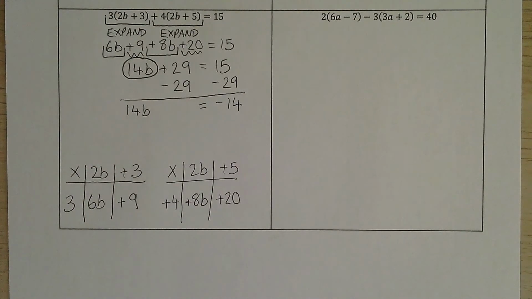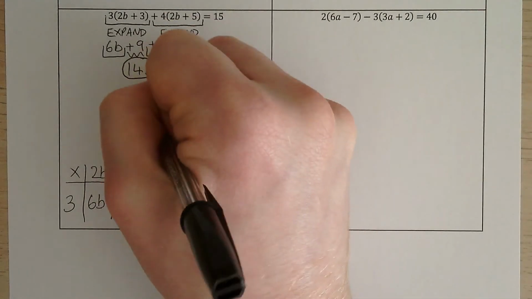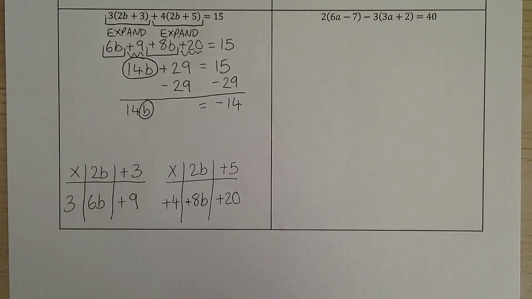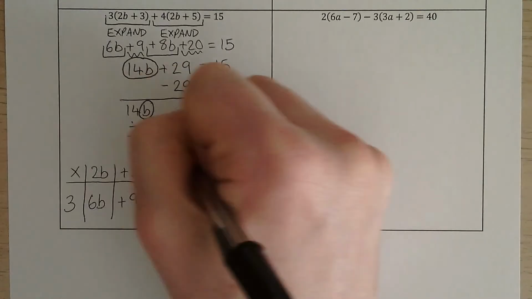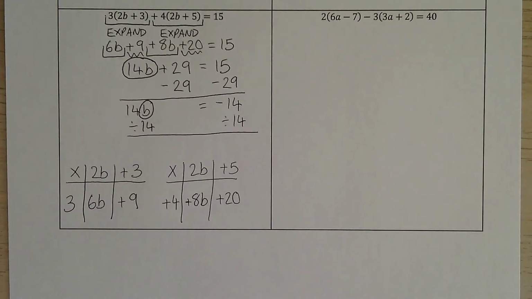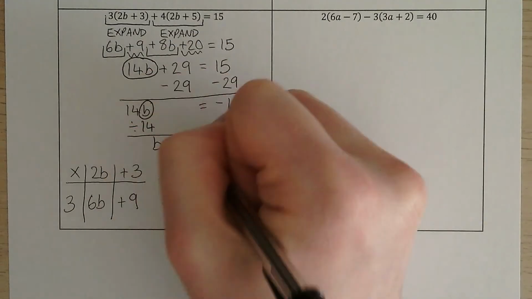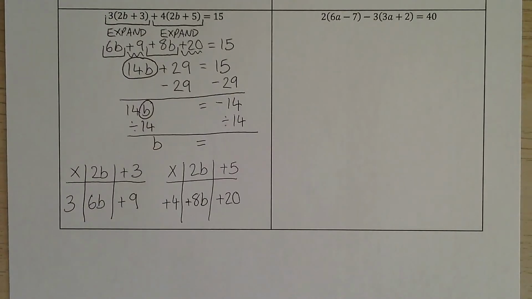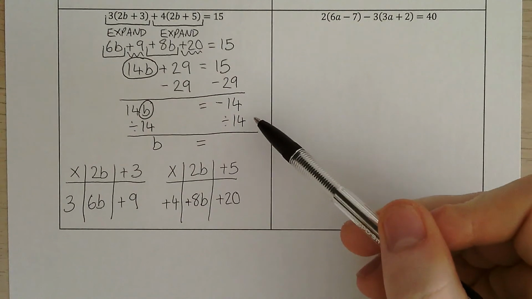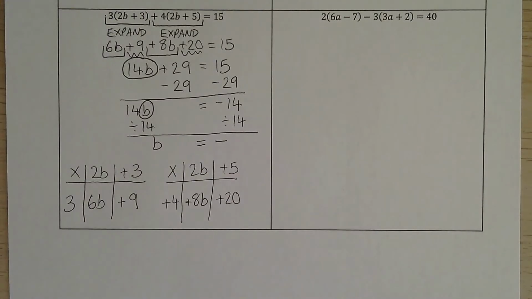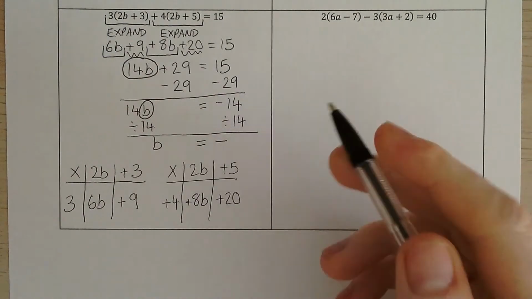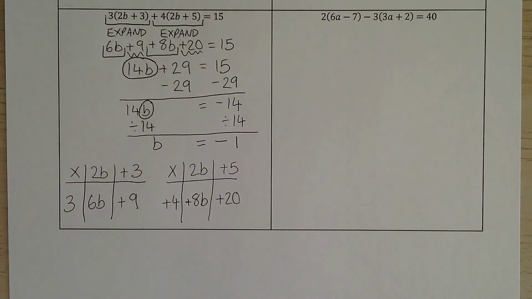Now I need to separate the variable. So I need to get rid of the multiply by 14. So I will divide by 14 on both sides. 14b divided by 14 is b, which is what we're looking for. The equals will drop down. Minus 14 divided by 14, well, there's one negative in the calculation, so there's one negative in the answer. And 14 divided by 14 is just 1. So the final answer for this question is b equals minus 1.